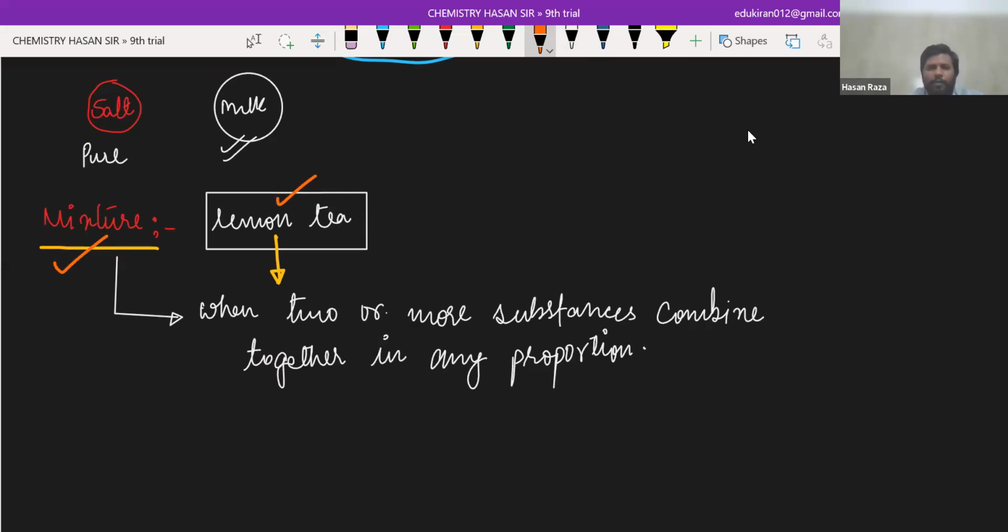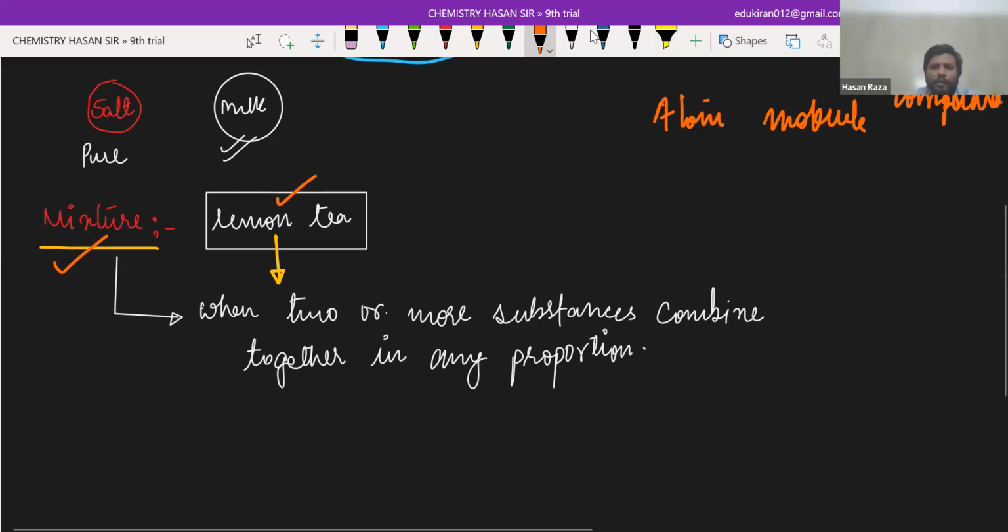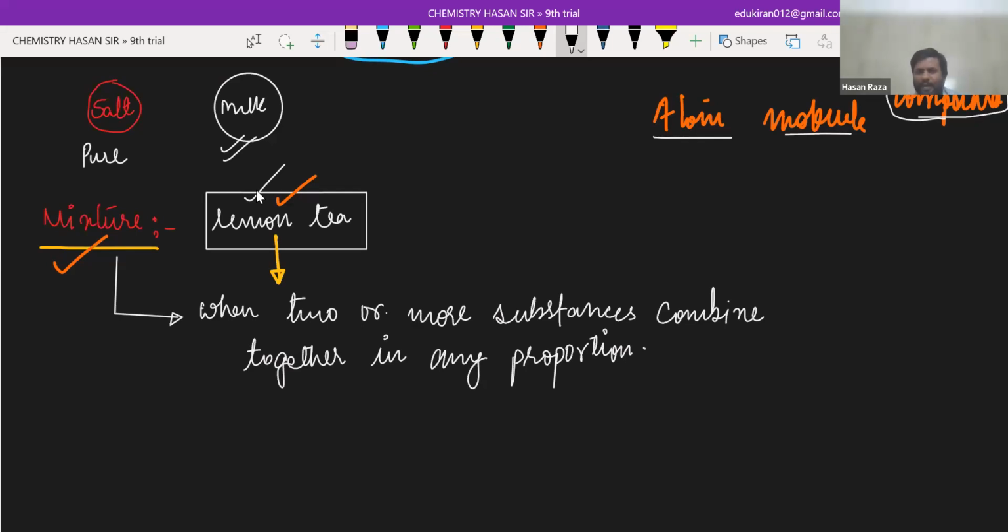Is that clear? Have you heard of the terms atom, molecule, compound? Are you aware of these terms? Yes, sir. Okay, so these are different things. In a compound, you mix elements in a fixed proportion. The main difference between a mixture and a compound is that in a mixture you can mix in any proportion, but to get a specific compound, you have to mix in a fixed proportion. If you take lemon tea, whether you mix more lemon or less lemon, it will be lemon tea, right?